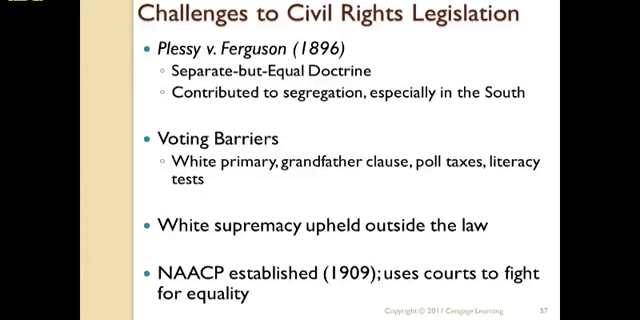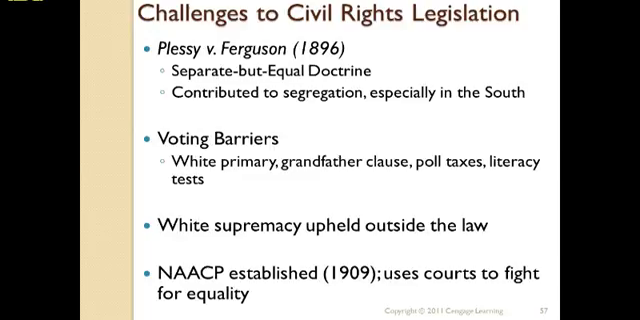So Plessy v. Ferguson establishes the separate but equal doctrine, the idea that blacks and whites should be kept separate, but that they would have equal schools and equal facilities, which of course was not true. I can think of a word for it, but it's not appropriate for a video lesson. But it was complete bunk. It was not accurate at all. They were not equal, but they were in fact separate. So this contributed to segregation, especially in the South.